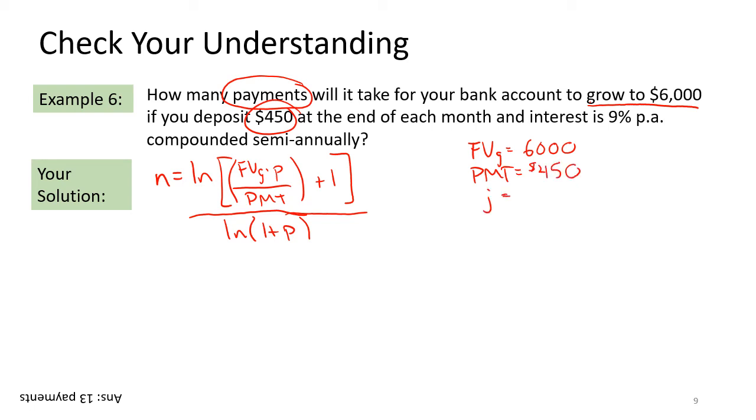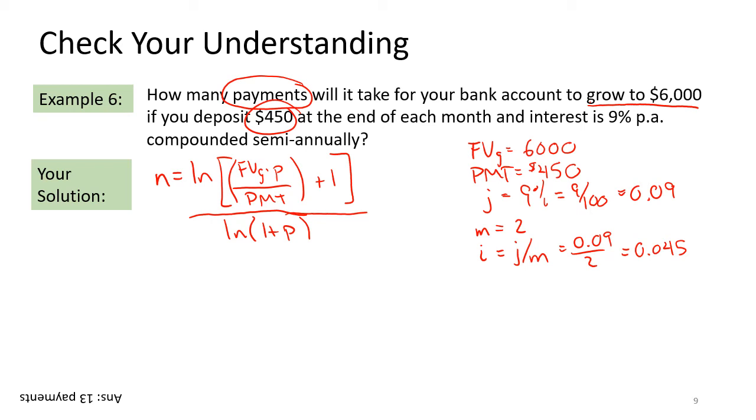Our nominal interest rate is 9%, which is 9 divided by 100, removing the percentage sign, which is 0.09. In this case, our number of interest compounding periods, M: interest is compounded semi-annually, so M is 2. So we can calculate our periodic interest rate, I, which is J divided by M, which is 0.09 divided by 2, or 0.045.